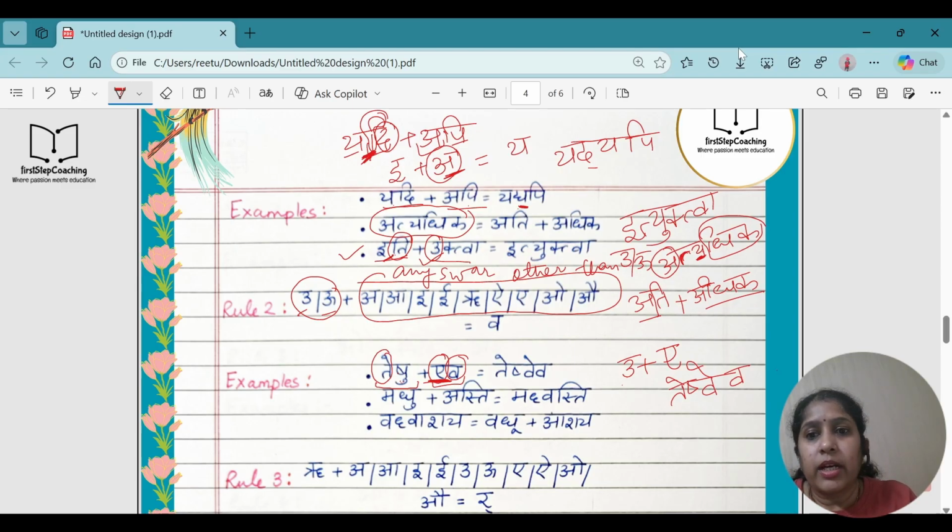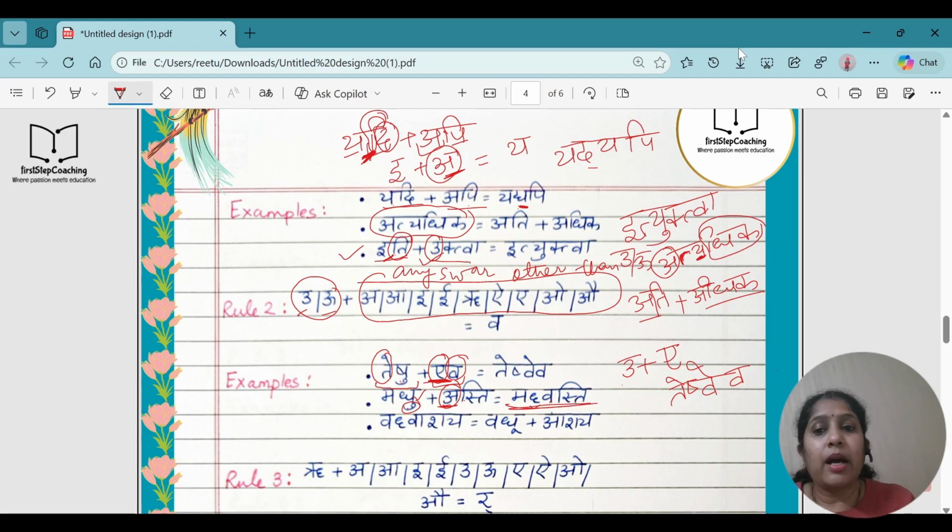Similarly, if you see the second word, it is ending with u and it is a. Correct? So dha will become half. So dha we made half. U became va, and va is taking a ki matra. So it became va. So madhu plus asti became madhuvasti.